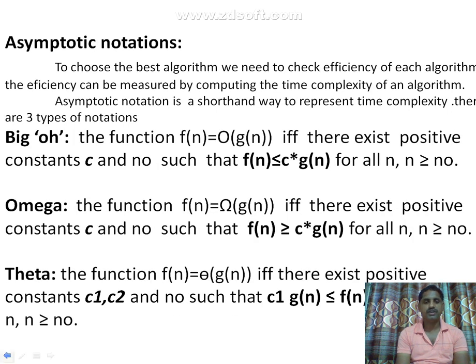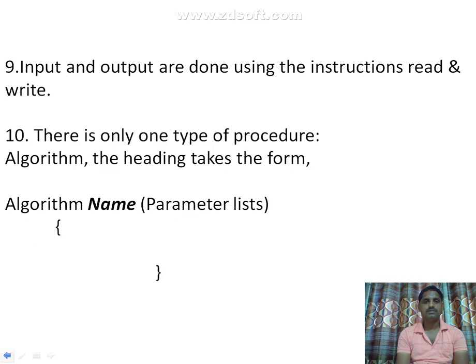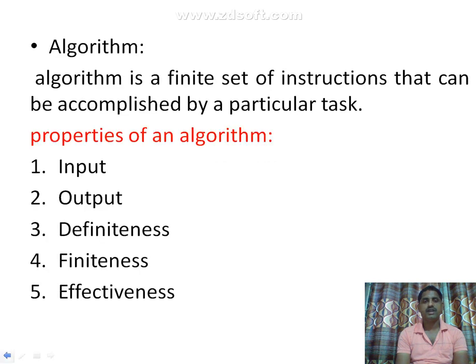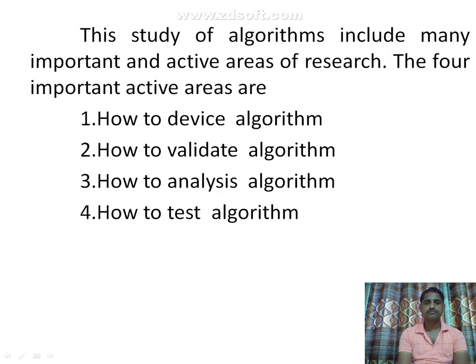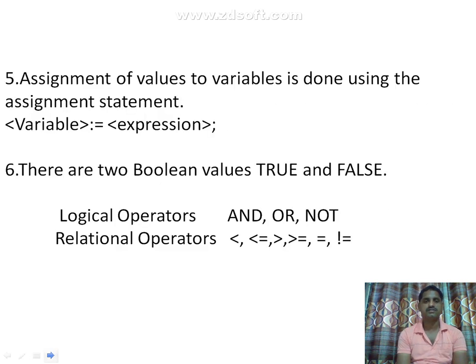This is the summary of the first part on algorithms. The first topic is the introduction to algorithm. Next, an algorithm has five properties: input, output, definiteness, finiteness and effectiveness. Next are the different areas: how to devise an algorithm, how to validate, how to analyze and how to test. The next one is algorithm specification, where we have pseudocode conventions and recursive functions.